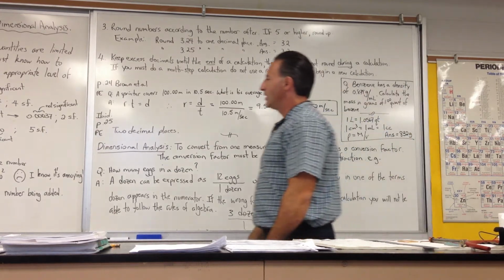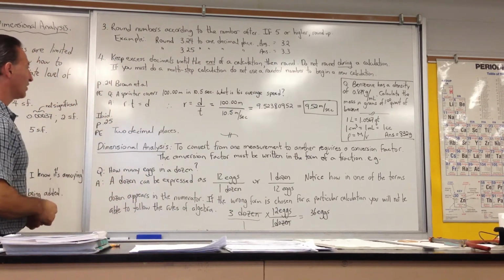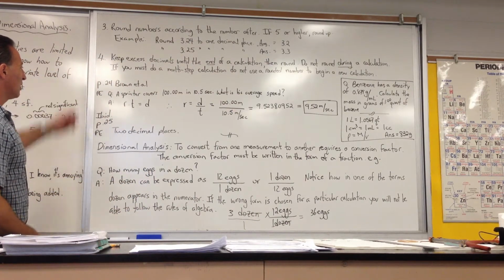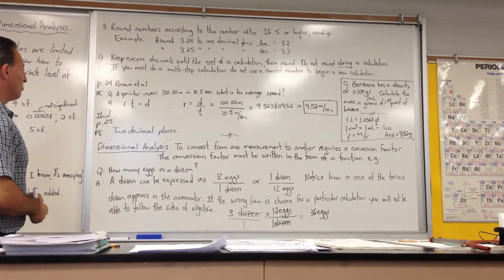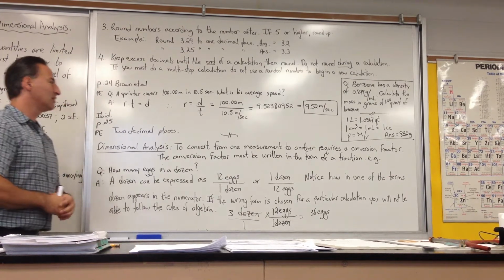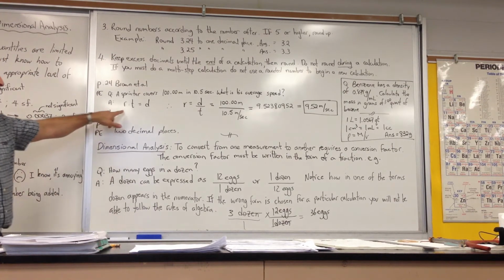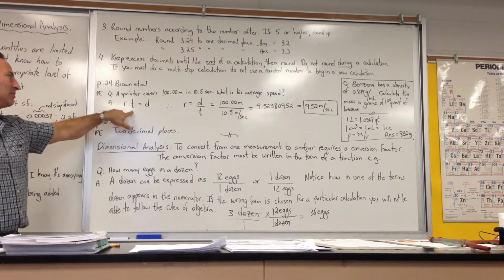Okay, now we have some examples where we're going to use the rules of significant figures. From your textbook on page 24, one of the practice exercises asks, if a sprinter covers 100 meters in 10.5 seconds, what is his average speed? So we're going to use the rate equation. Rate times time equals distance.